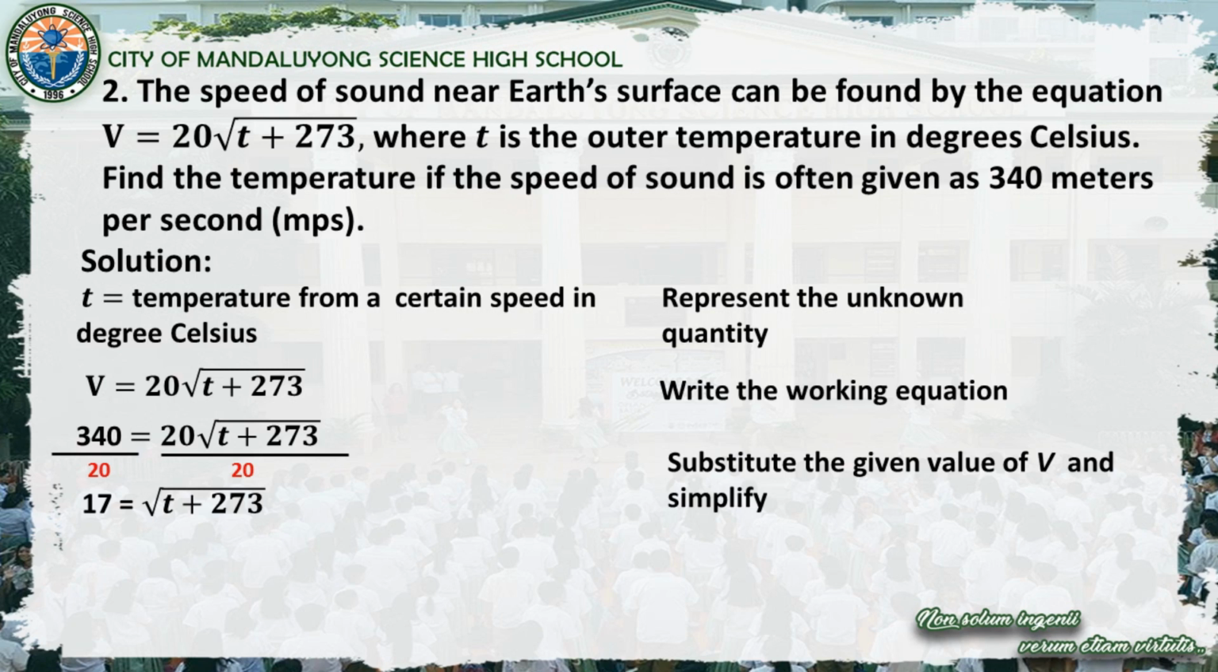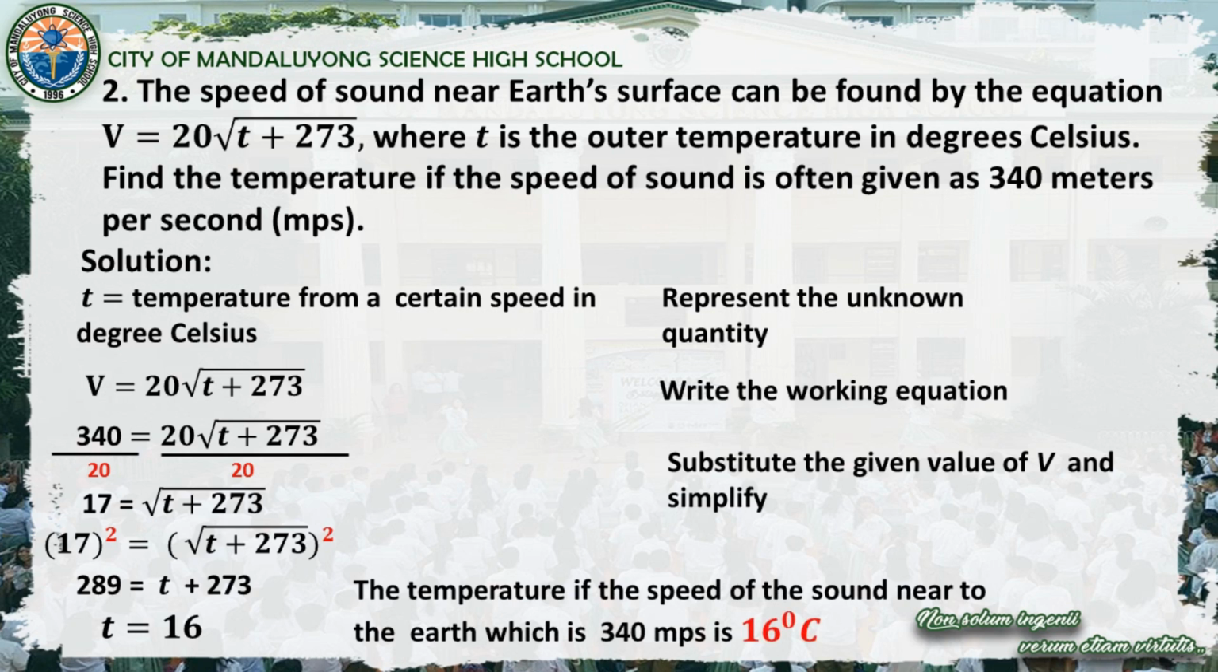And to solve for T, square both sides of the equation to eliminate the radical sign. And so we have obtained 289 is equal to T plus 273. Solving for T, we get a value which is equal to 16. So in other words, the temperature, if the speed of sound near the Earth is 340 meters per second, is 16 degrees Celsius.